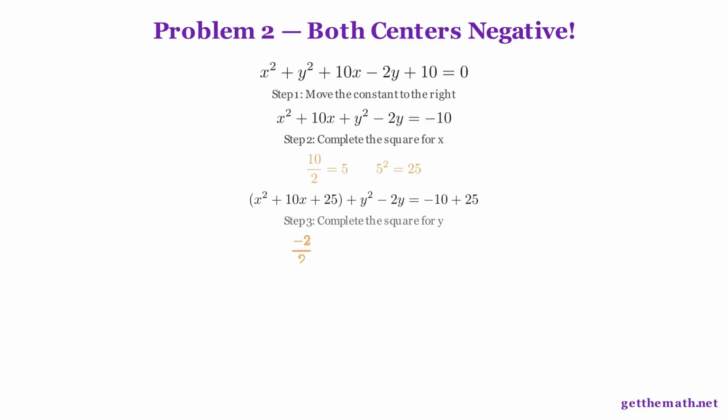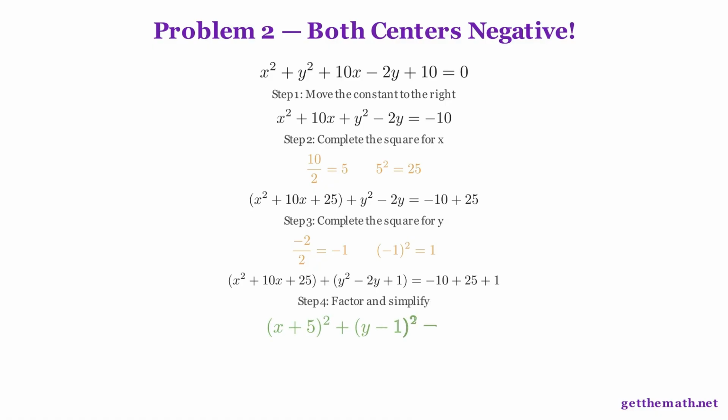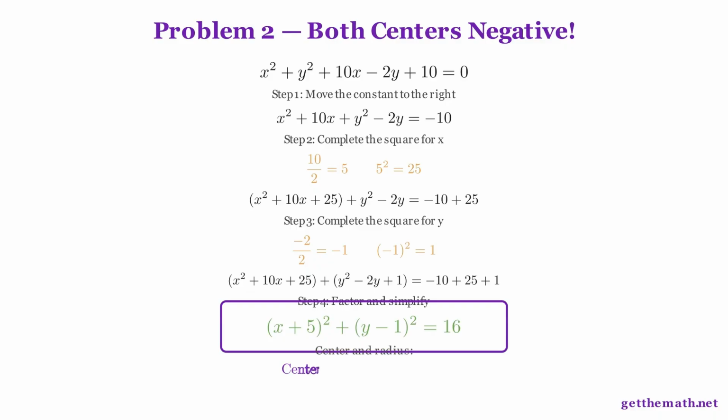Step 3, complete the square for y. Negative 2 divided by 2 is negative 1. Negative 1 squared is 1. Add 1 to both sides. y squared minus 2y plus 1 factors into (y minus 1) squared. Right side is now 15 plus 1. That is 16.